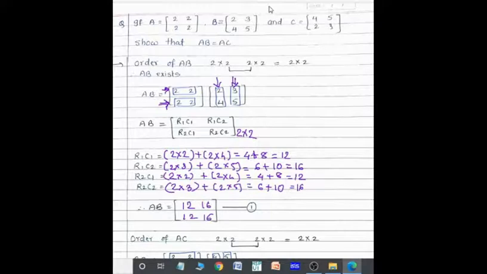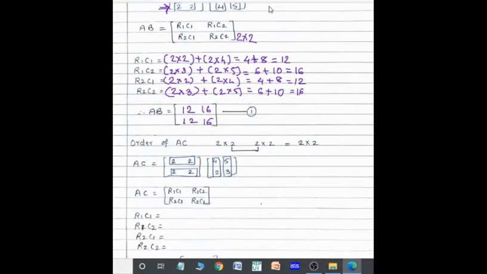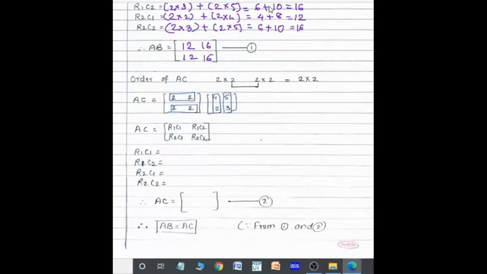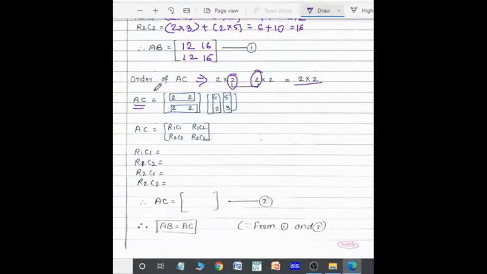This is matrix AB. We need to find out matrix AC also. So for matrix AC, we have to find out first whether AC is possible or not. So write down the order of matrix A and matrix C. The rows and the columns are same, so the resulting matrix is of 2 by 2. First, write down matrix A into matrix C. Mark the rows and the columns this way, and then write down the position matrix of AC, 2 by 2. This is the position matrix.